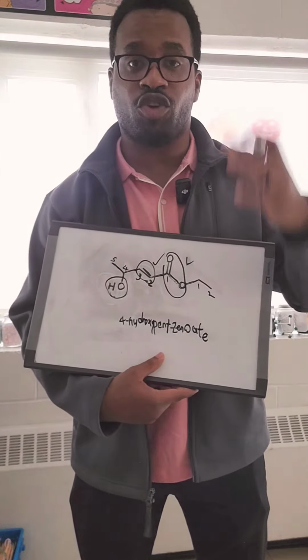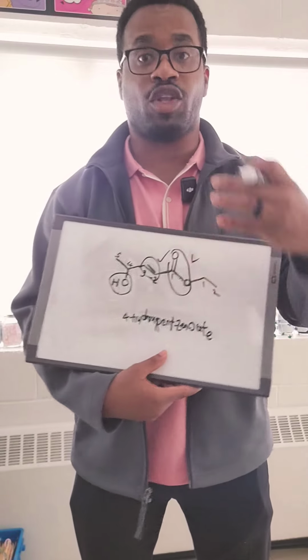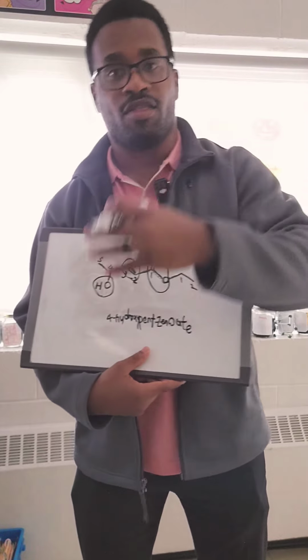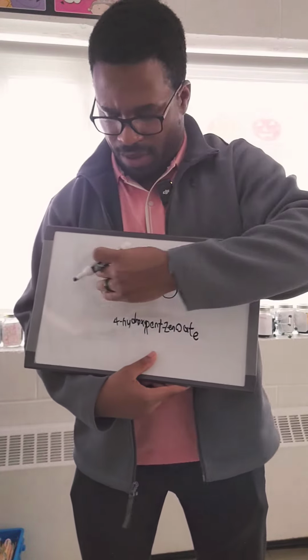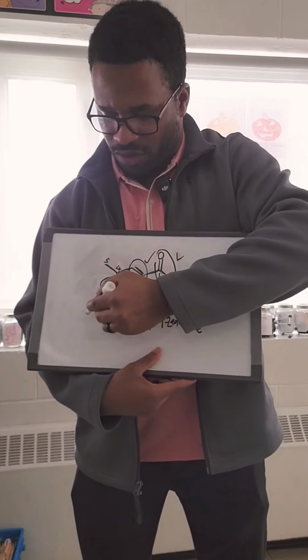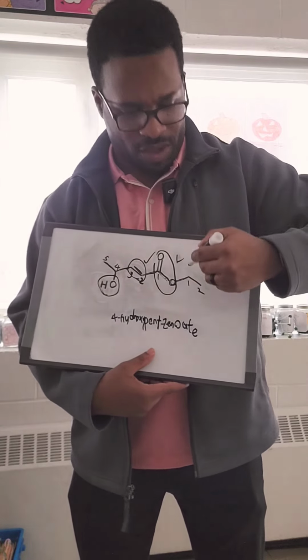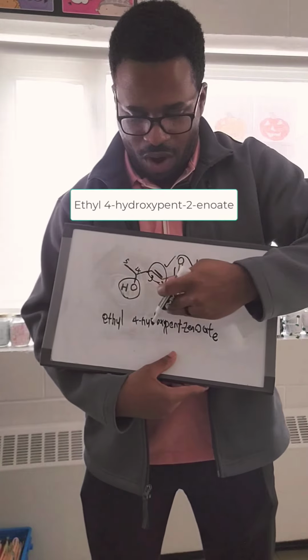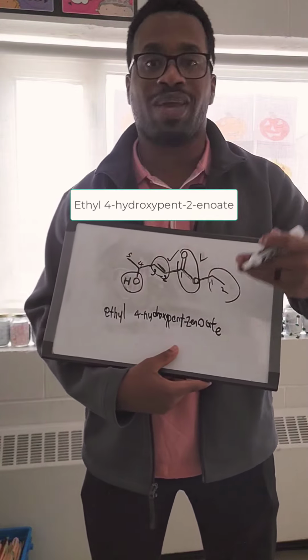And so for esters, we usually leave a space between the prefix end and the suffix end. And so this here is going to be, because it's 2, it's going to be ethyl 4-hydroxy pent-2-enoate.